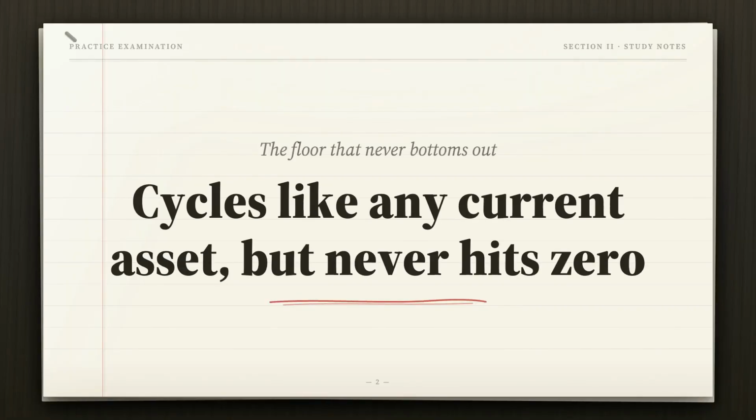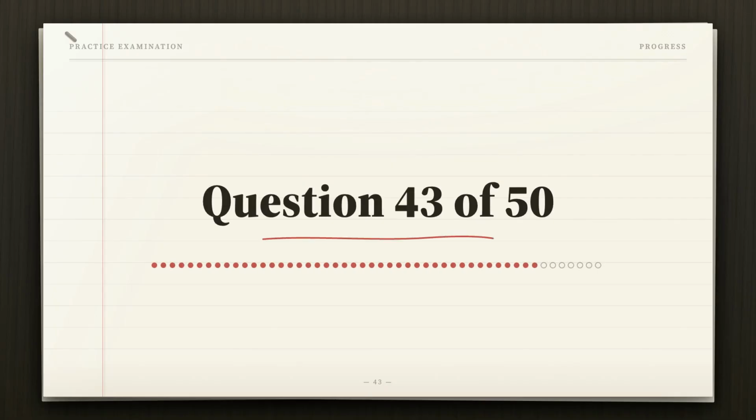So keep this straight. Permanent current assets are the year-round floor of the current asset base, still cycling like any current asset but never falling to zero. That baseline plus the temporary bulge above it is what financing decisions are built on.